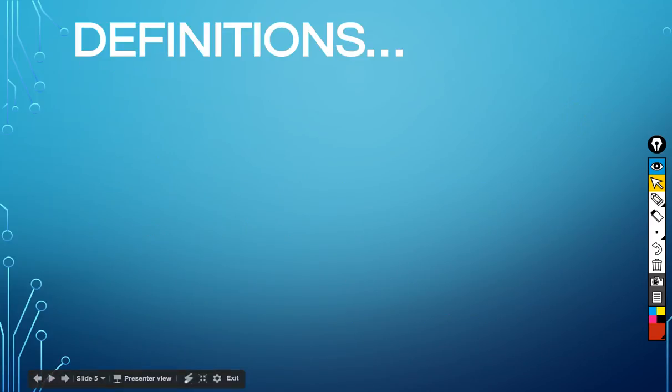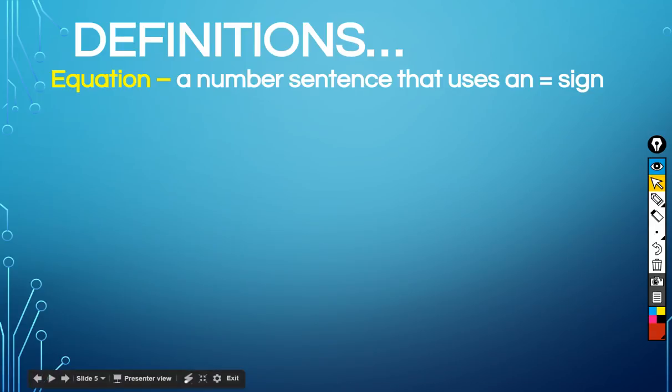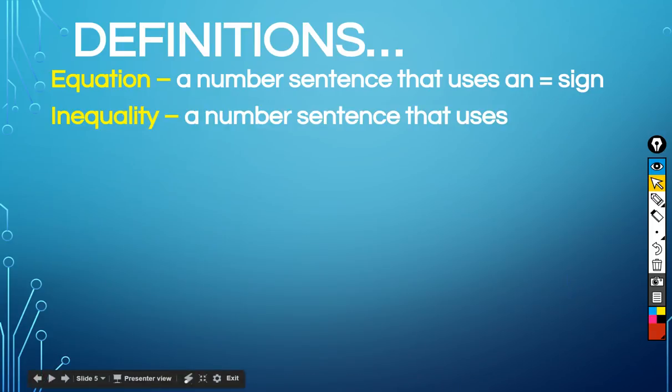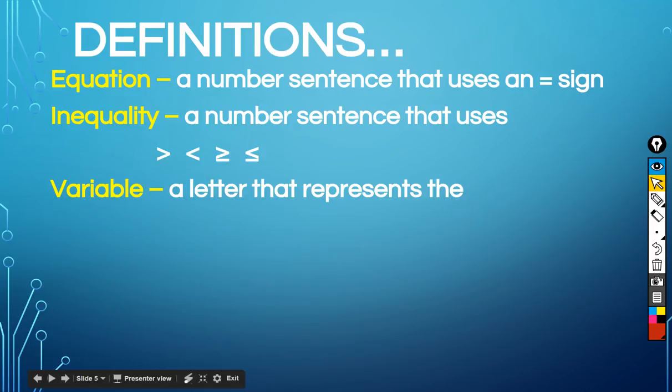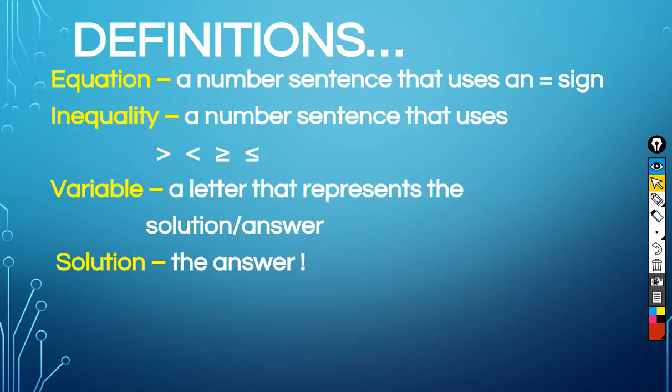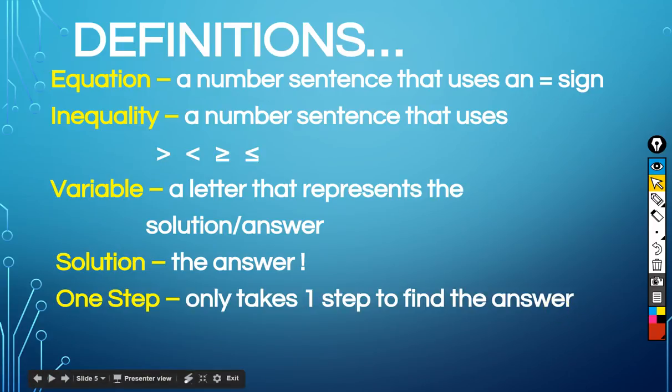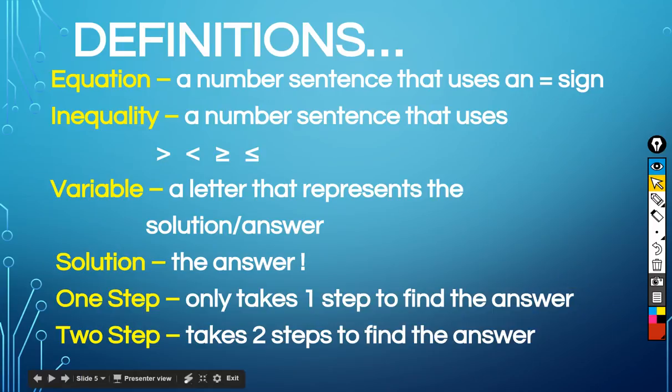So let's review some definitions. Equation, a number sentence that uses an equal sign. Inequality, a number sentence that uses these symbols right here. And those symbols are greater than, less than, greater than or equal to, less than or equal to. Variable, a letter that represents the solution or answer. Solution, the answer. One-step problems only take one step to find the answer. Two-step problems, you guessed it, take 2 steps to find the answer.